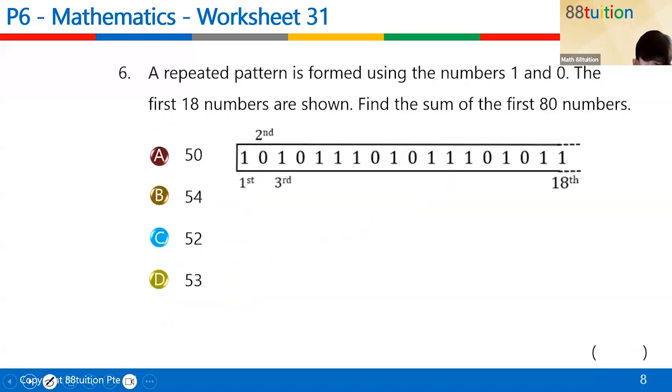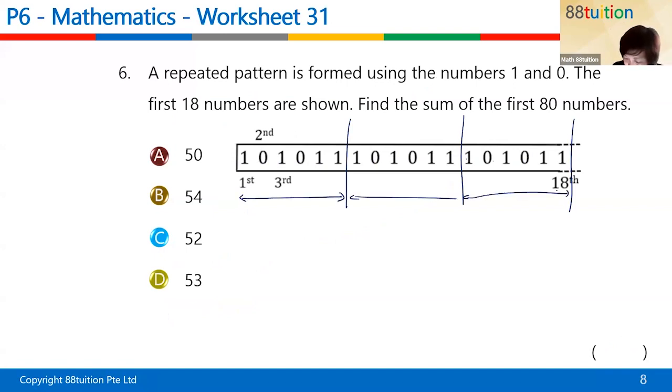Question number 6. Repeated pattern 101011. So I know that there's a pattern repeating 101011, 101011, 101011. See. So in every set, I should say set. Why did I put that into a set? So that I know that there are 6 numbers here. How many sets of 6 numbers will you have? I don't know. Okay, a lot, unlimited. Then he says find the sum of the 80 numbers.